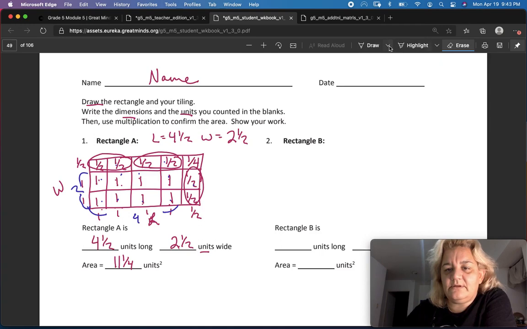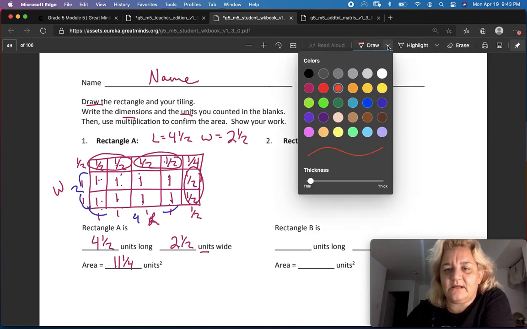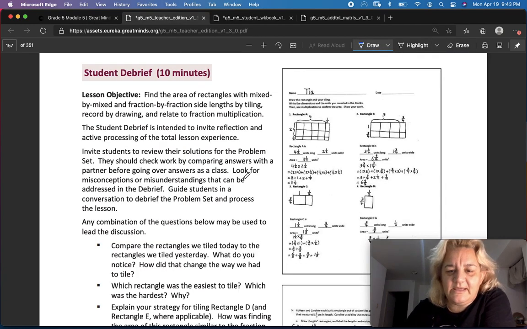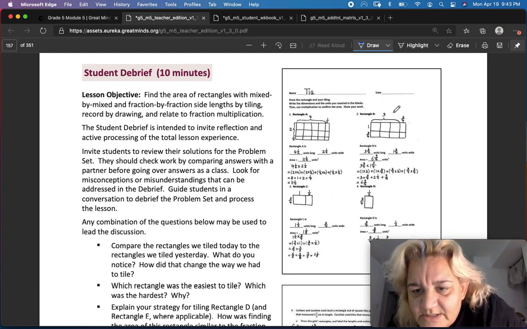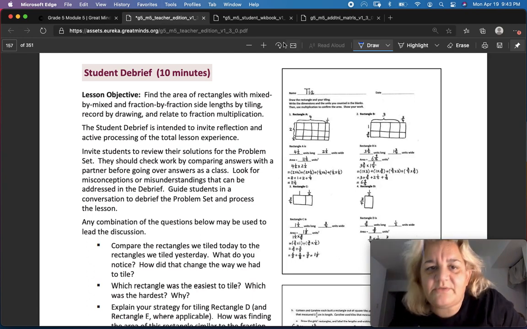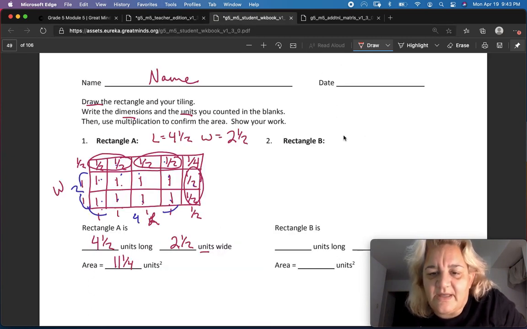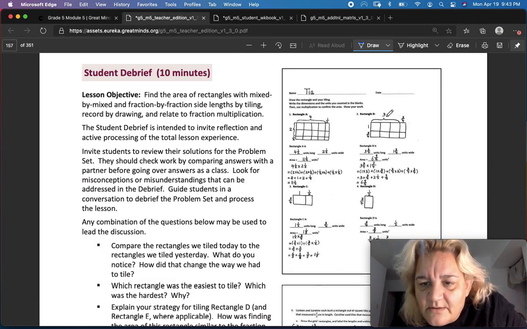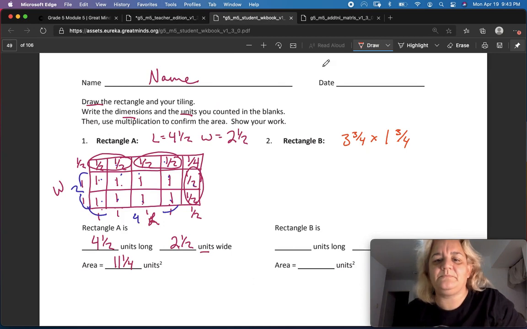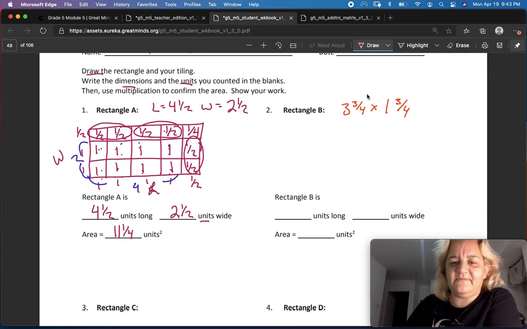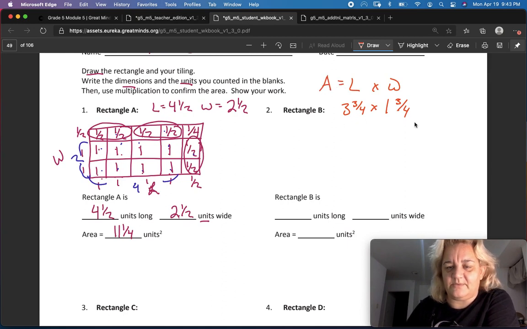Okay, now let's pick a completely different color, orange. And I'm going to go back here and just see what they're doing. 3 3/4 and 1 3/4. So we have 3 3/4 and 1 3/4. Is that right? Let me double check. 3 3/4 and 1 3/4. Good. Okay, so if this is my length and this is my width and I'm trying to find area, I'm going to multiply across.